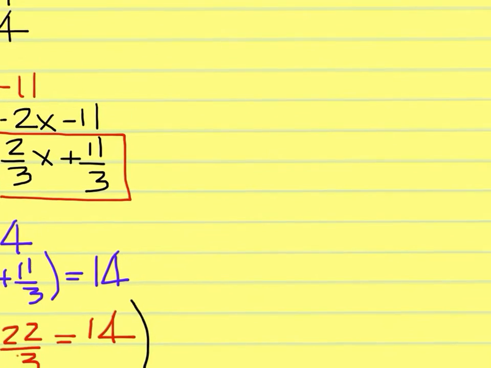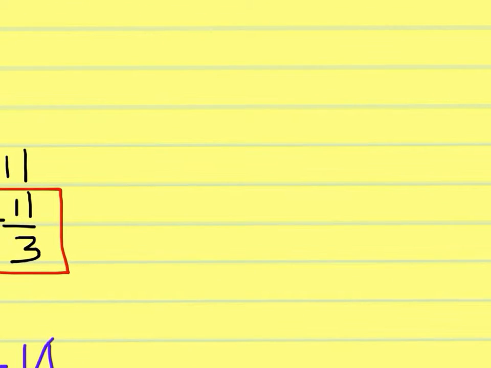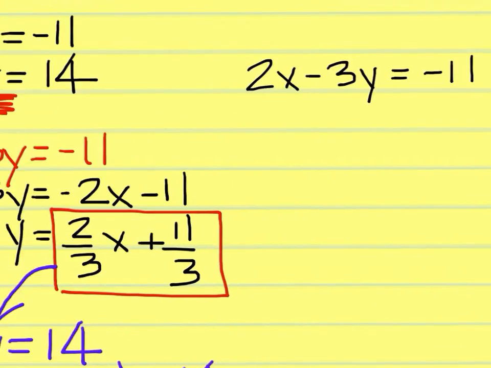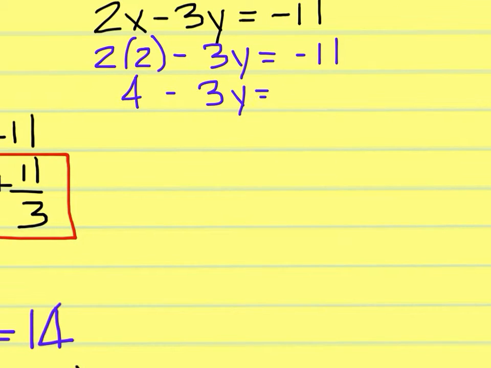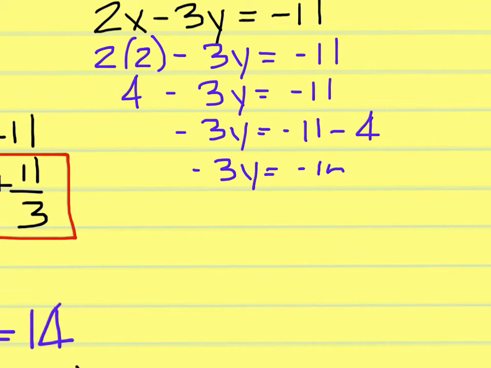2x minus 3y equals negative 11. And that comes from the first equation. So if you dump in a 2 for x, 2 times 2 minus 3y equals negative 11. That's a 4. And then we keep this minus 3y on the left. Move the 4 to the right, change the sign. Divide negative 15 by negative 3 to get a 5. We put in a 2 and got back a 5.